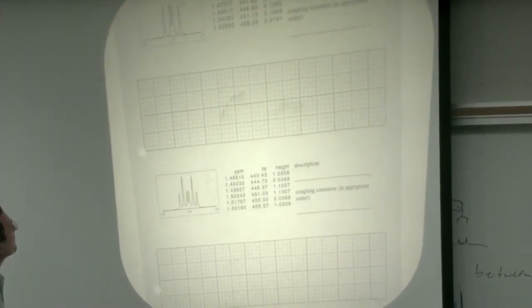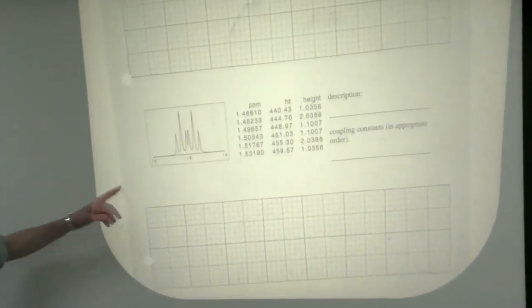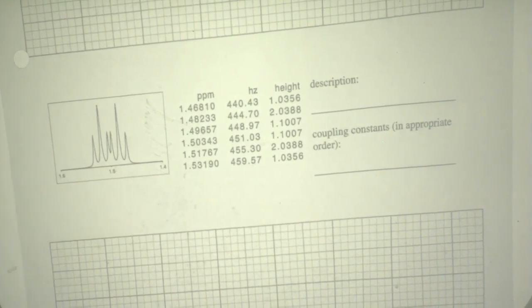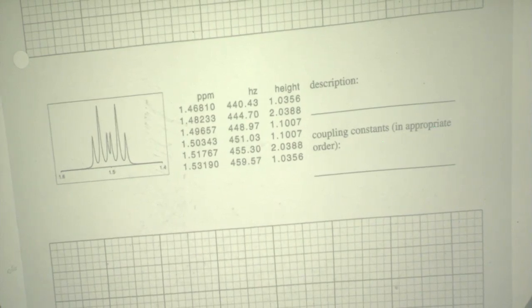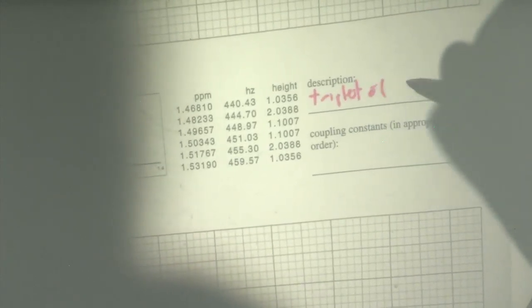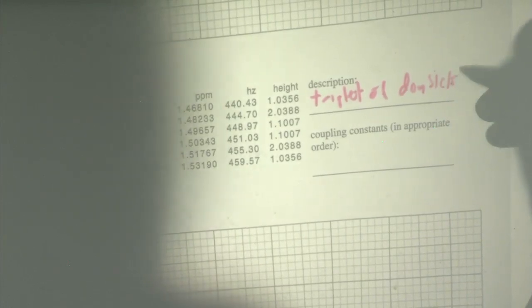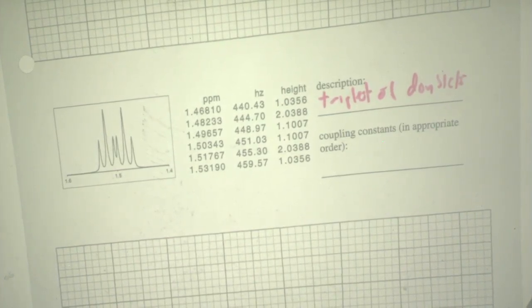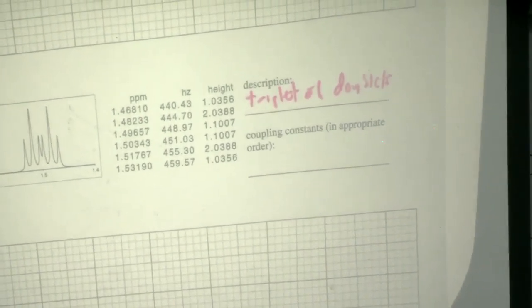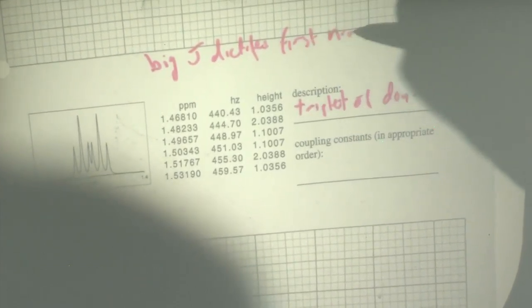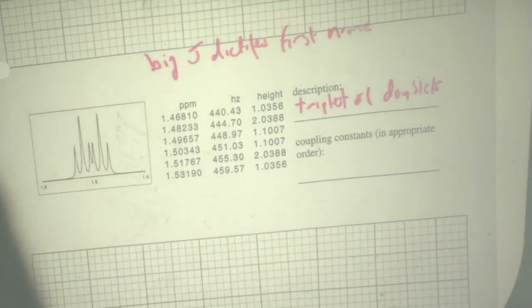And we've already kind of beaten to death a doublet of doublets, so I'm going to skip that and go on. But now we have another pattern. And how would we describe this pattern? Triplet of doublets, and I want to come to this. All right. So, for the purposes of this class, we're always going to name it as the big coupling constant dictates the first name, small coupling constant dictates the last name. We're going to work through both of them and see the differences.